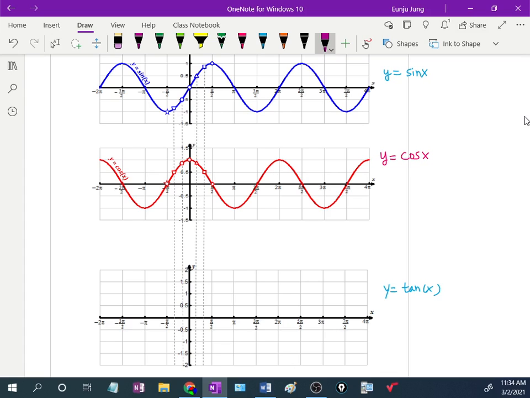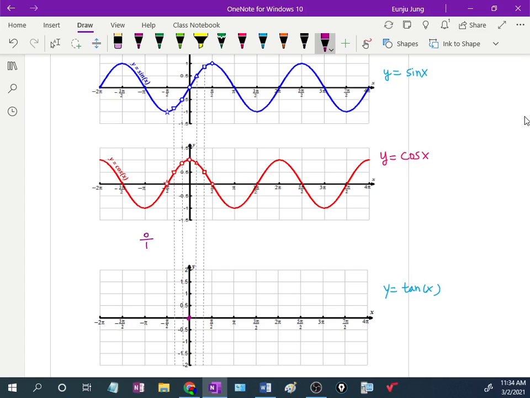At 0 angle, the sine value is 0, right? Divided by, what is the cosine value at angle 0? 1. So 0 divided by 1, what do we get? 0. So tangent of 0 is 0.